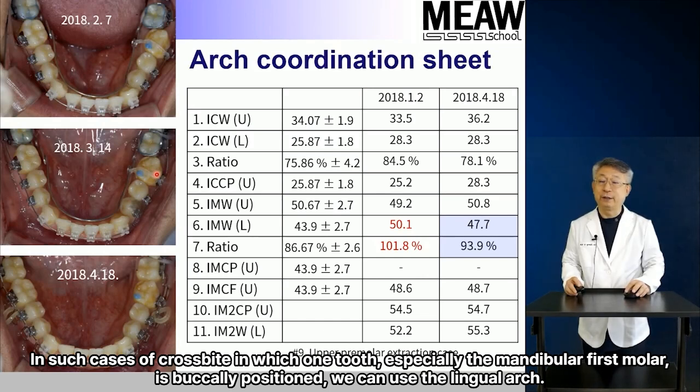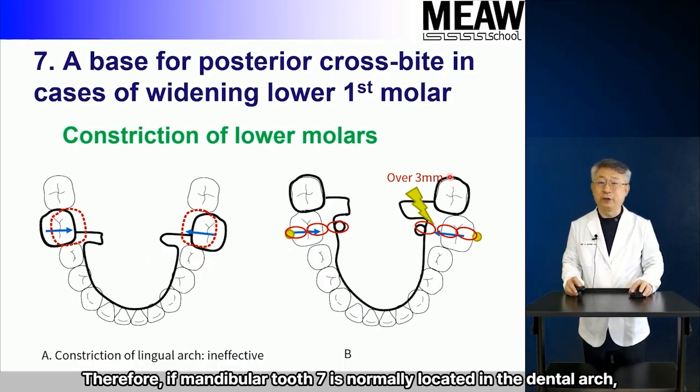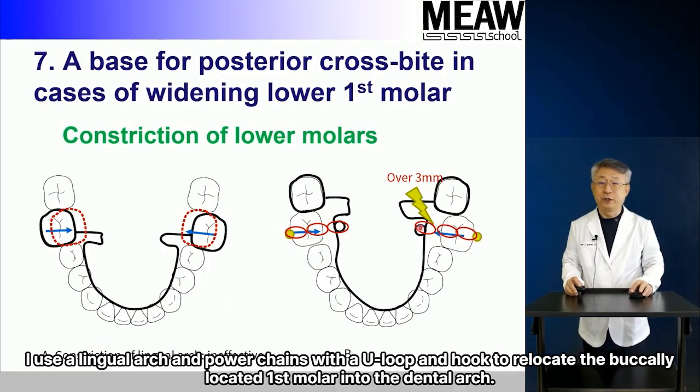In such cases of crossbite in which one tooth, especially the mandibular first molar, is buccally positioned, we can use the lingual arch. In order to move the mandibular first molar lingually, it is possible to engage by constricting the mandibular lingual arch, but this is not effective. Therefore, if mandibular tooth 7 is normally located in the dental arch, I use a lingual arch and power chains with a U-loop and hook to relocate the buccally located first molar into the dental arch.